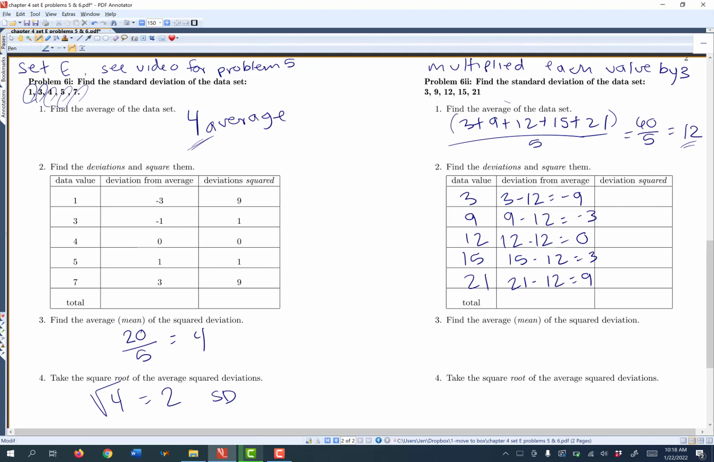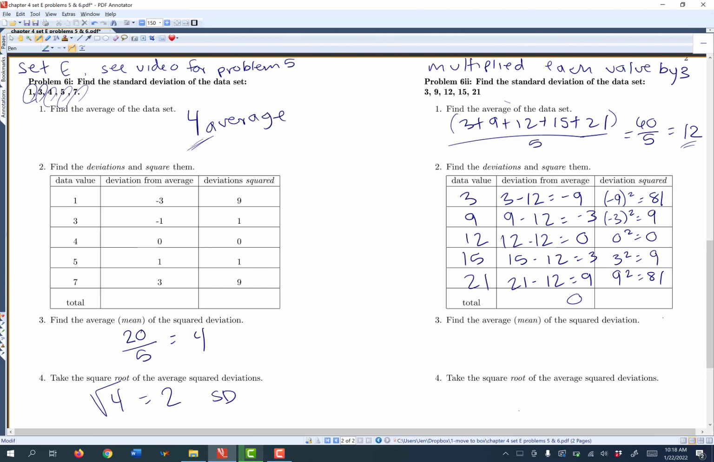So those were our deviations, but remember, if you just added all of those up, every time you'll always get 0. So instead, we're going to square them so that doesn't happen. So we'll do negative 9 squared, which equals 81. Okay. And then we'll do negative 3 squared, which equals 9. 0 squared equals 0. 3 squared equals 9, and 9 squared equals 81.